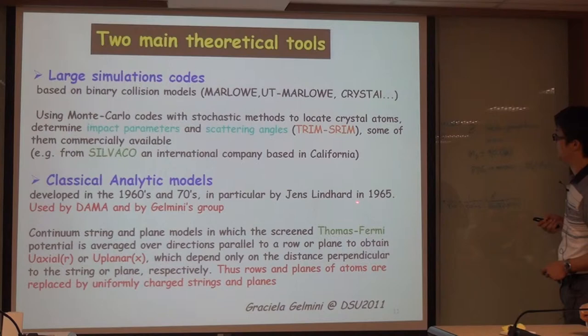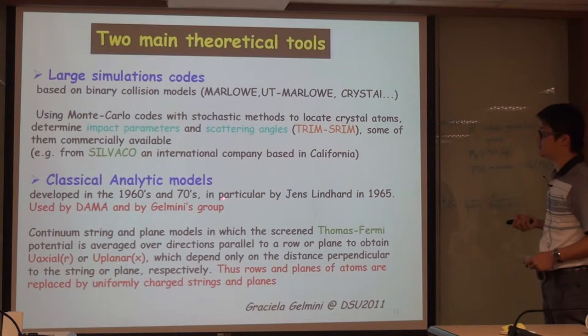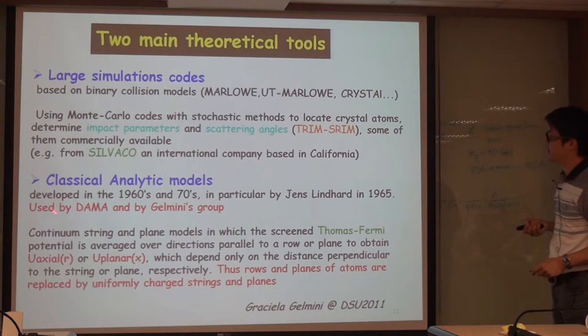It was first proposed in direct search by the Dharma collaboration, and recently the Dominion groups also studied that part. So what are those analytic models?